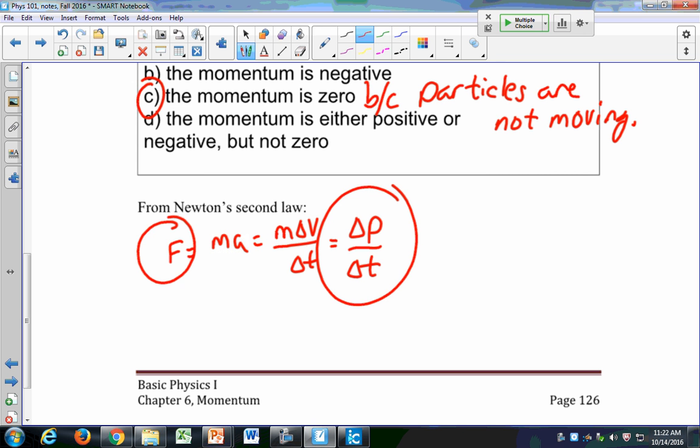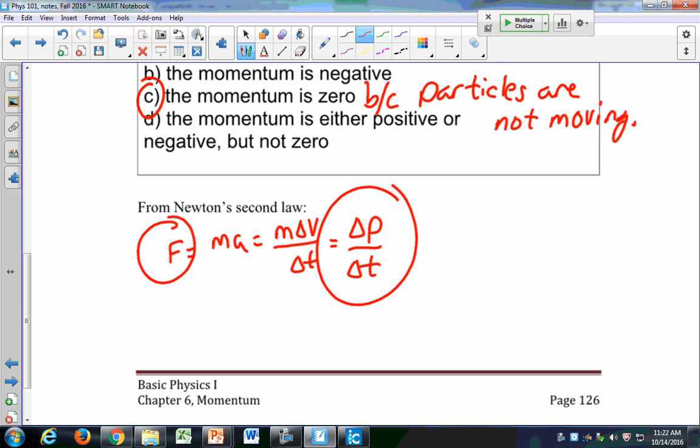You're going to see some questions on the exam where you analyze a situation and figure out how the momentum has changed in a certain amount of time. By calculating how much the momentum has changed, and then figuring out how much time it took for that momentum to change, you can determine what is the force that was at work.